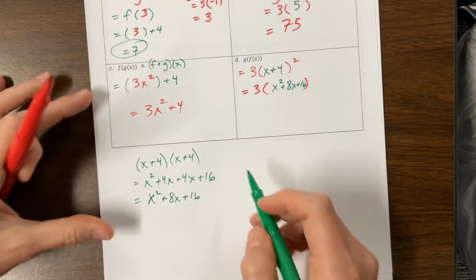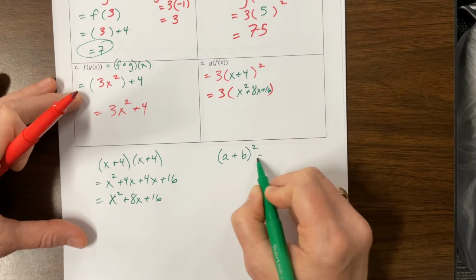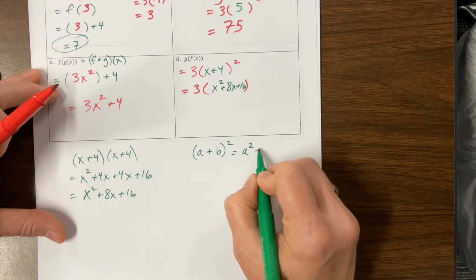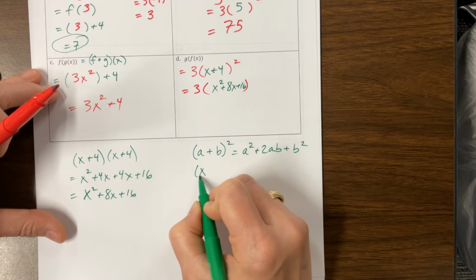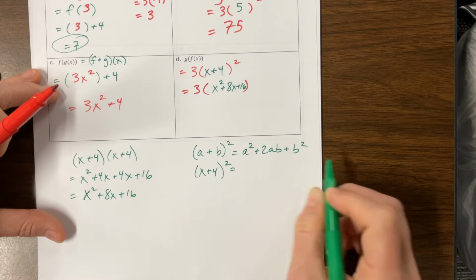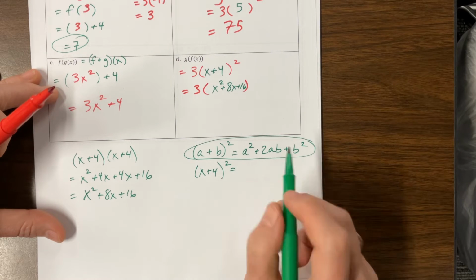Or you might recognize the fact that anytime I have an a plus b and I square it, it ends up giving me a squared plus 2ab plus b squared. So when I had this x plus 4, and I squared it, if I were you, I would go home and write this with a dry erase marker on my bathroom mirror so I see it all the time.